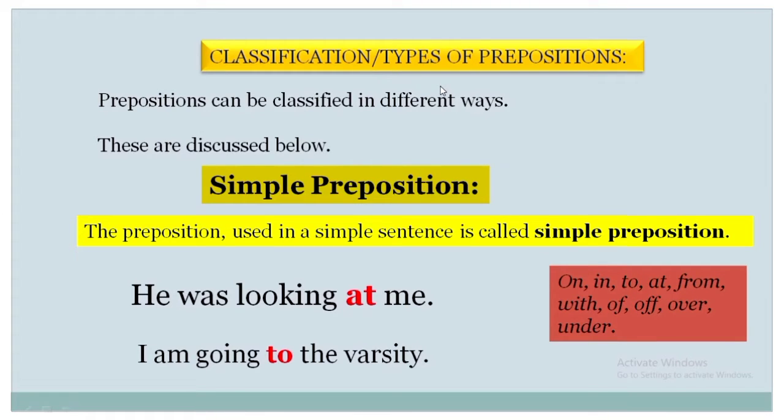Classification or types of preposition. Prepositions can be classified in different ways. These are discussed below. Simple preposition. The prepositions used in a simple sentence are called simple prepositions: on, in, to, at, from, with, of, over, under. He was looking at me. I am going to the university. In the sentences, the preposition is in red color.